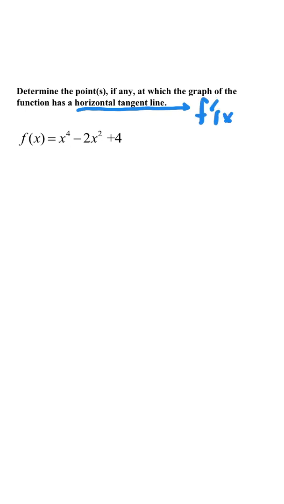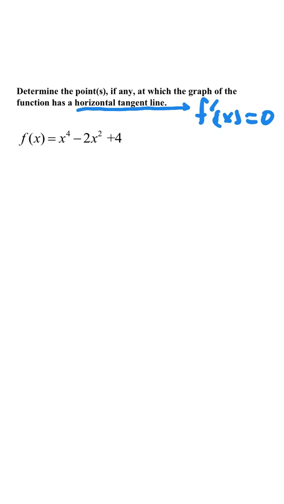So basically what we're going to do for this type of problem is find our first derivative and set it equal to 0. That way it has a 0. Remember that horizontal lines always had a 0 slope. So just remember for that, we're going to set our first derivative equal to 0.